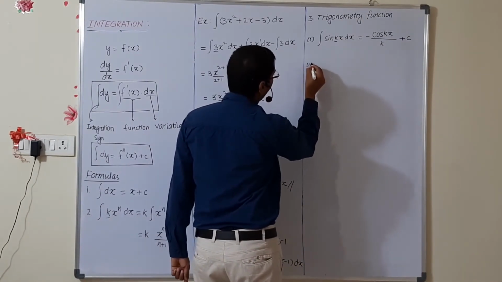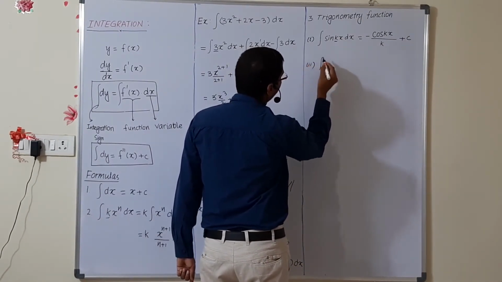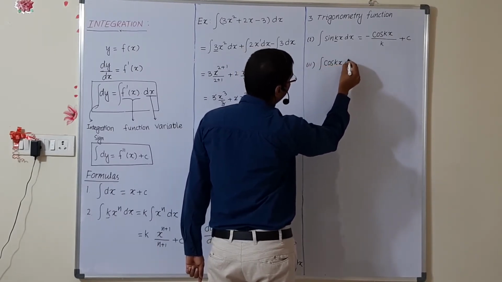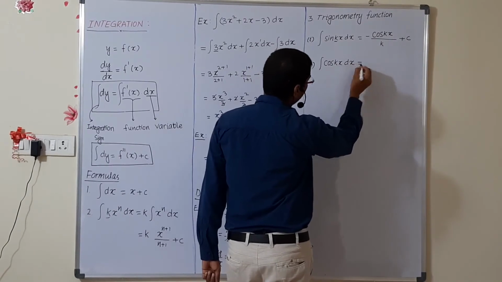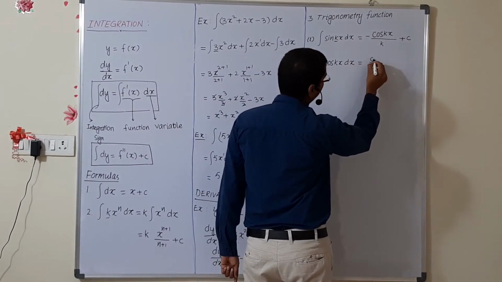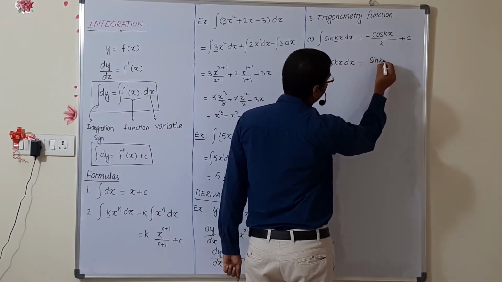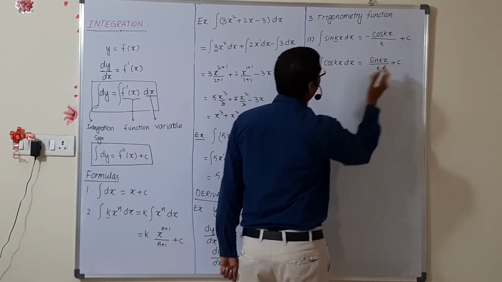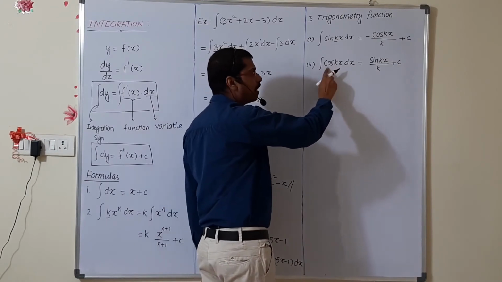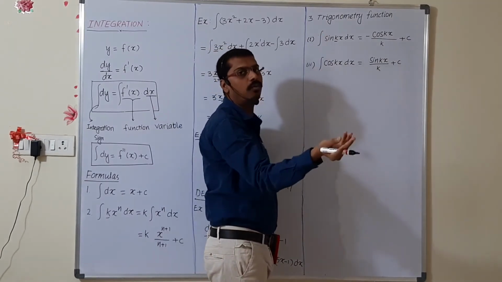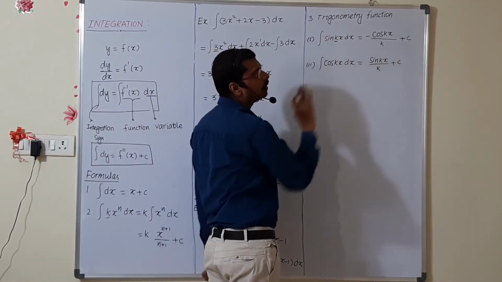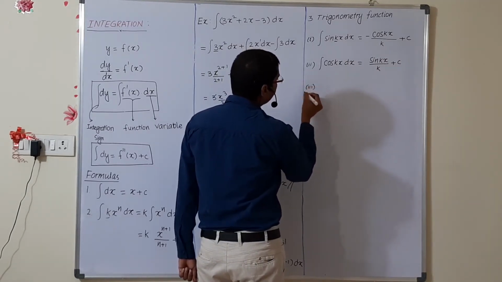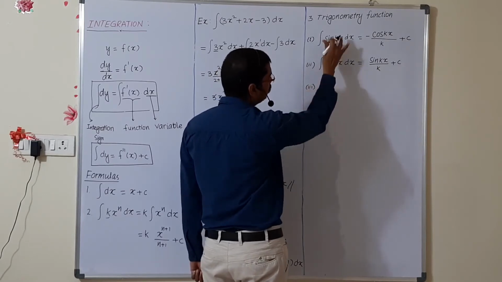The second formula, integration of cos kx dx. Integration of cos kx dx is sin kx upon k, plus c. Again here, in cos x the k value is 1, so cos x you have to write as it is. Then the third formula. We can write this value according to this way.